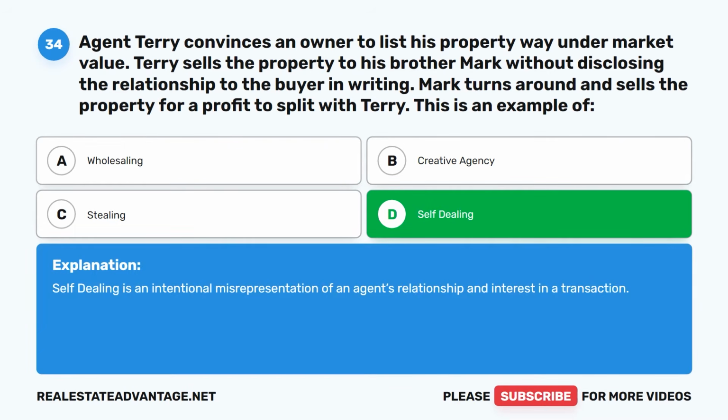Self-dealing. Self-dealing is an intentional misrepresentation of an agent's relationship and interest in a transaction.